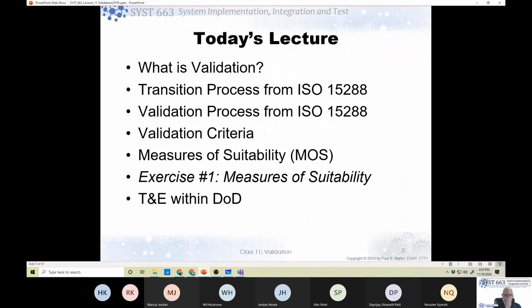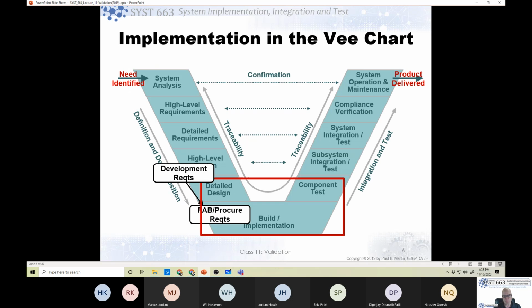We're also going to get into ISO 15288, and talk about transition and validation. One of the exercises I'm going to get you to work on is MOSs, the measures of suitability. We've talked about measures of effectiveness. Suitability is a different type of animal, and we're going to look at that. And we'll end by talking about T&E within the DoD domain.